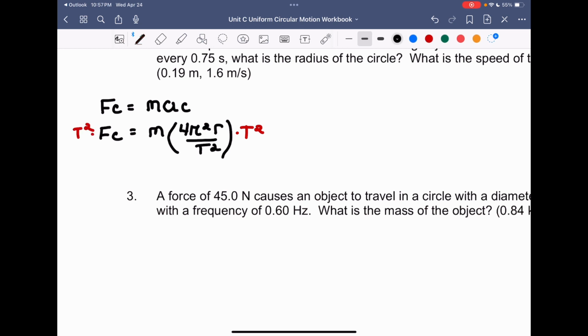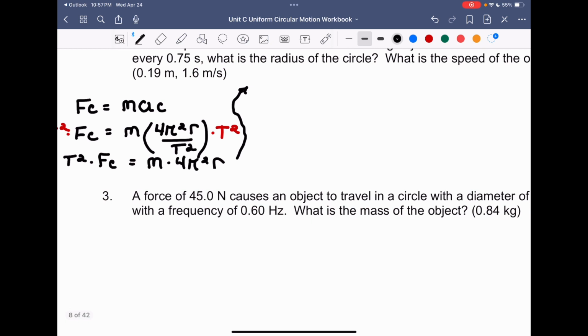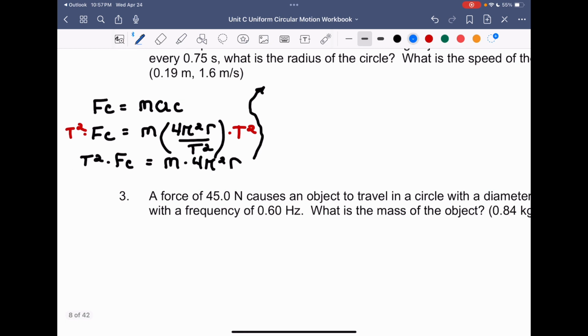That's going to give me the following statement. I have t squared times FC is equal to mass times 4 pi squared times r. Now, continuing this up above here, I'm just going to bring it over here. We have that, and actually I may even be able to divide this just to save a little space. I'm going to do one more step here. To get my r alone, I'm going to divide by mass times 4 pi squared to both sides. So this is mass times 4 pi squared. And then this is going to leave me with radius is equal to t squared times FC divided by the mass times 4 pi squared.